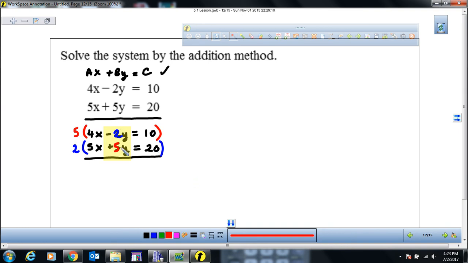I cannot make the 2 a 5, but I can make the 5 and the 2 both become 10s. That would be the same case with the 4 and the 5.